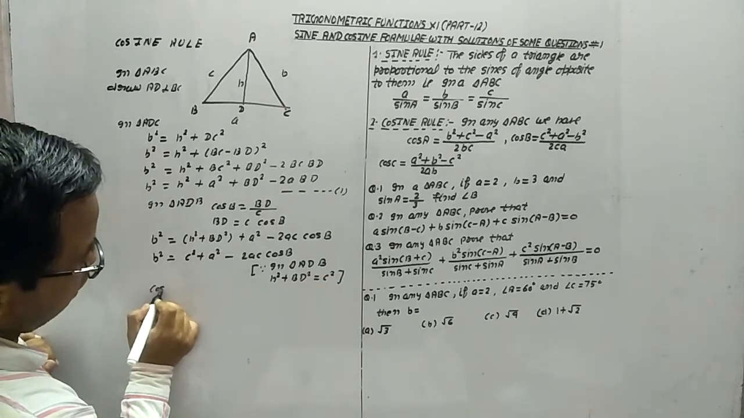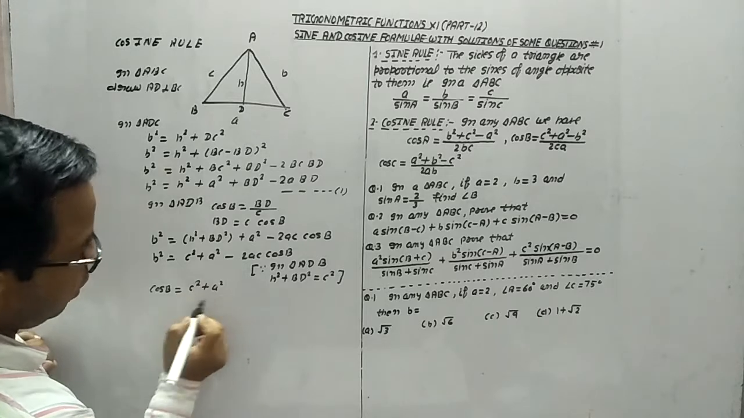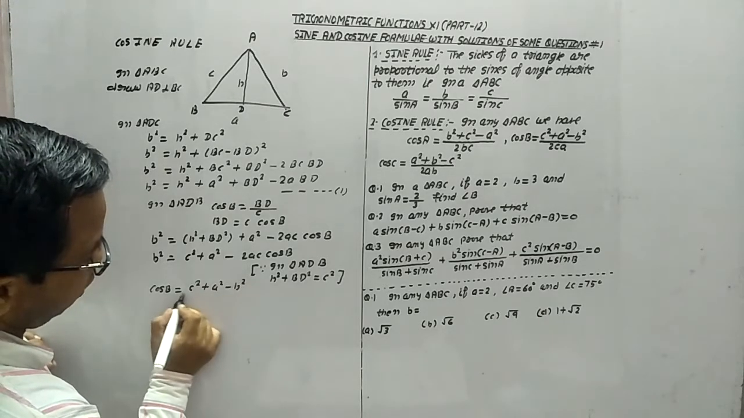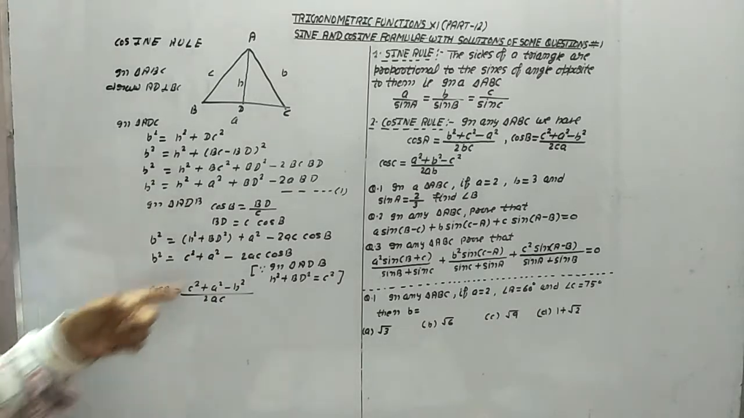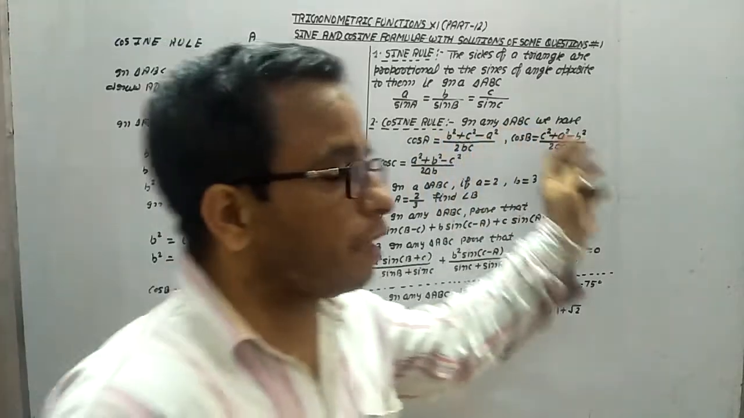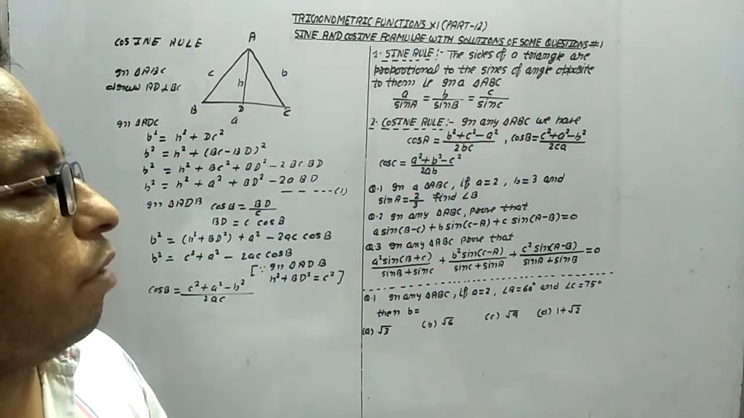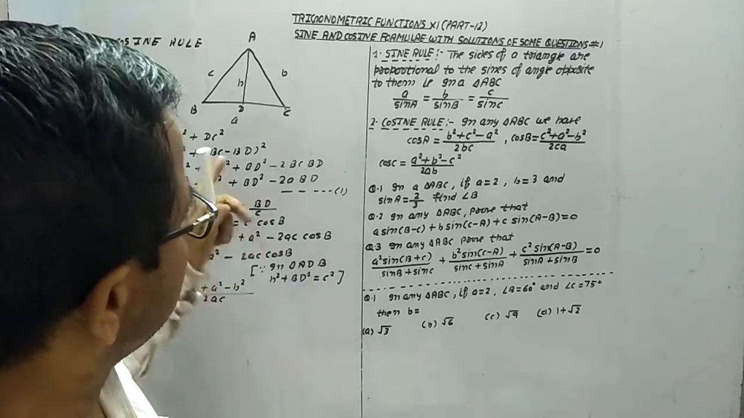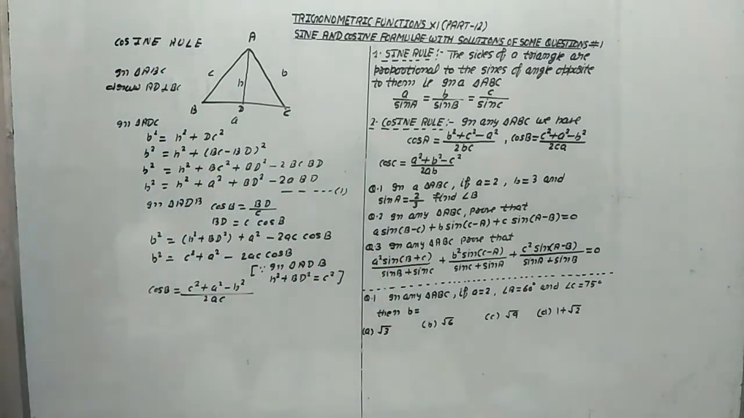Therefore we can say cos B is equal to c square plus a square minus b square upon 2ac. And similarly we can write cos A is equal to this and cos B is equal to this. So this is the way to do the proof. And if it comes in the exam, you can do it this way. Now let's start with some questions, with question number 1.